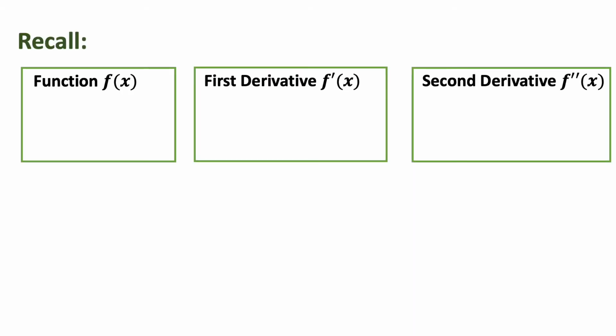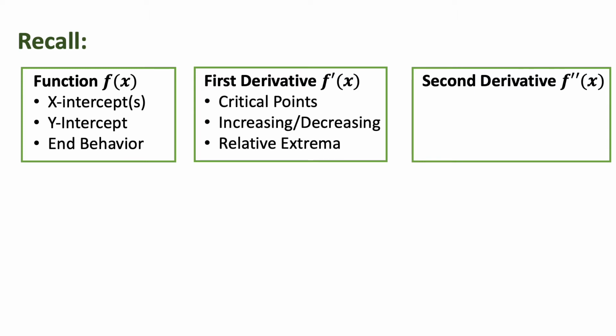So let's start by recalling the features of a graph that we can determine from the function f of x, the first derivative f prime of x, and the second derivative f double prime of x. From a polynomial function, we can determine our x-intercepts, our y-intercept, and the end behavior of our graph. Then from our first derivative, f prime of x, we can find our critical points to determine where our function will be increasing and decreasing and any relative extrema. And then finally, our second derivative, f double prime of x, helps us to find our points of inflection and the concavity of our original function.